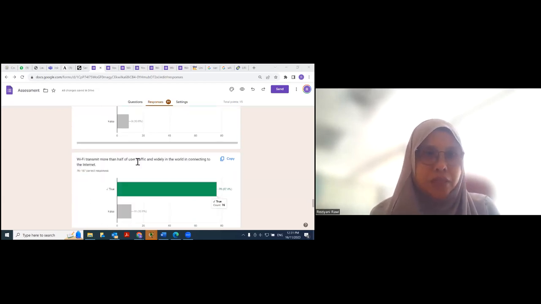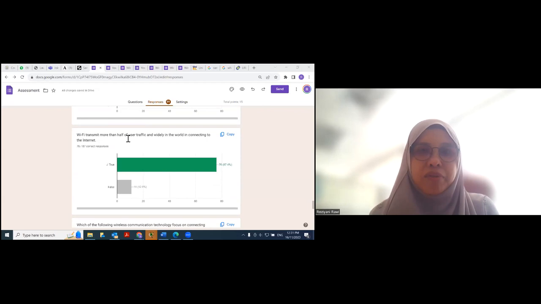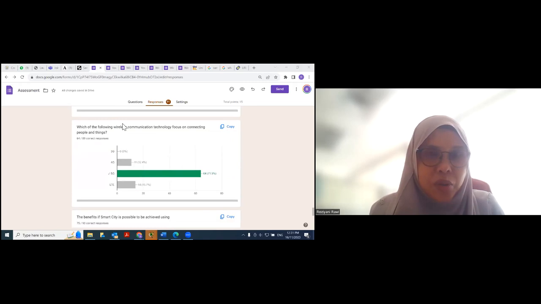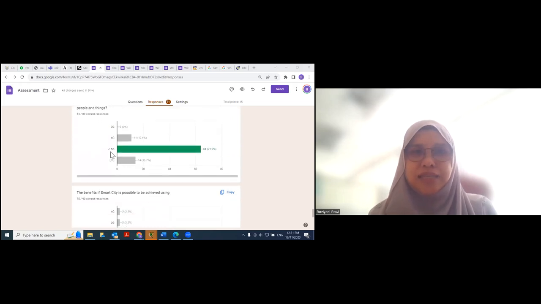Okay, so Wi-Fi transmits more than half of user traffic and is widely used worldwide in connecting to the internet. So the answer is true. Which of the following wireless communication technologies focuses on connecting people and things? The answer is 5G.